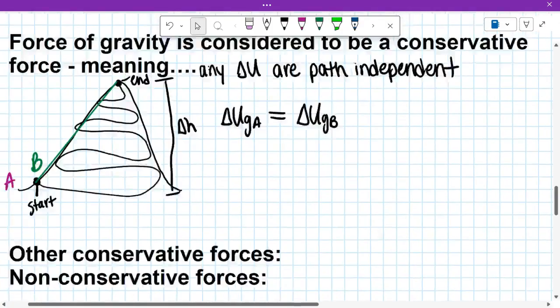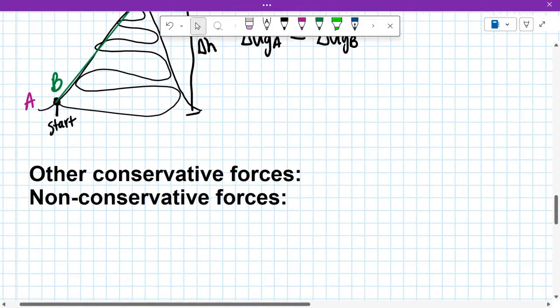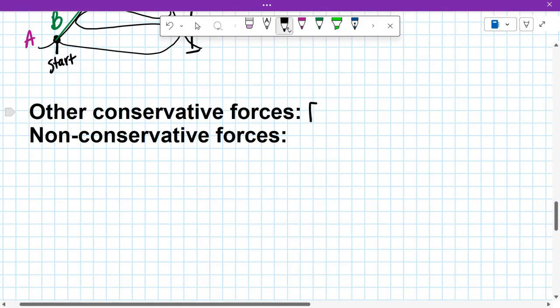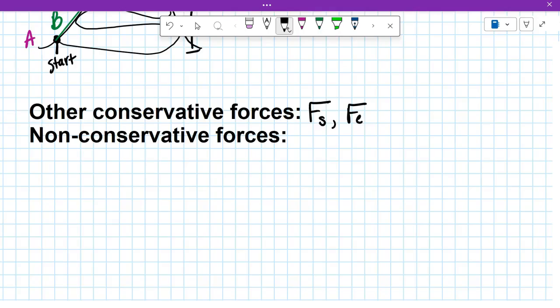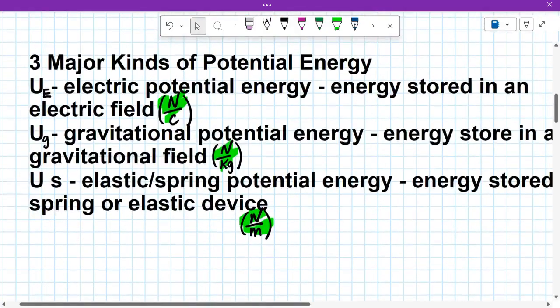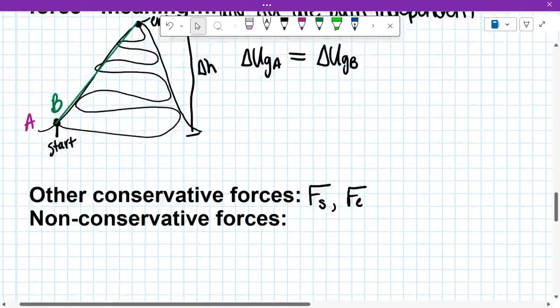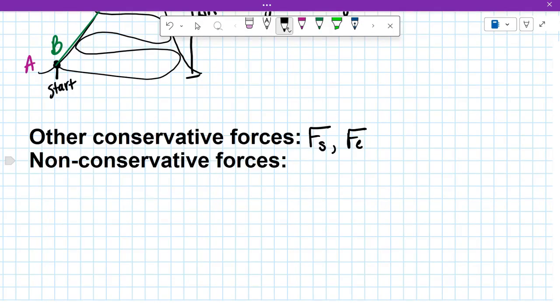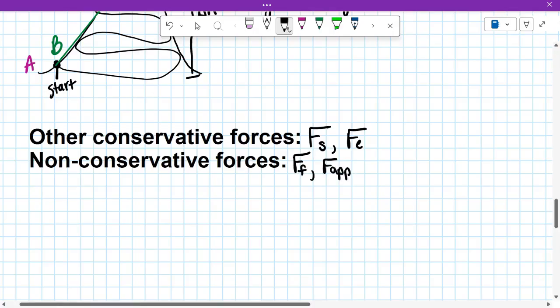So some other conservative forces are our spring force, Fs, Hooke's law, which we've talked about, and our electrostatic force. The other forces that are governing our other potential energies, our UE and our US, are also conservative forces. Some non-conservative forces, forces that will change our energy depending upon the path we take, are going to be things like friction, applied forces, things like that, right?